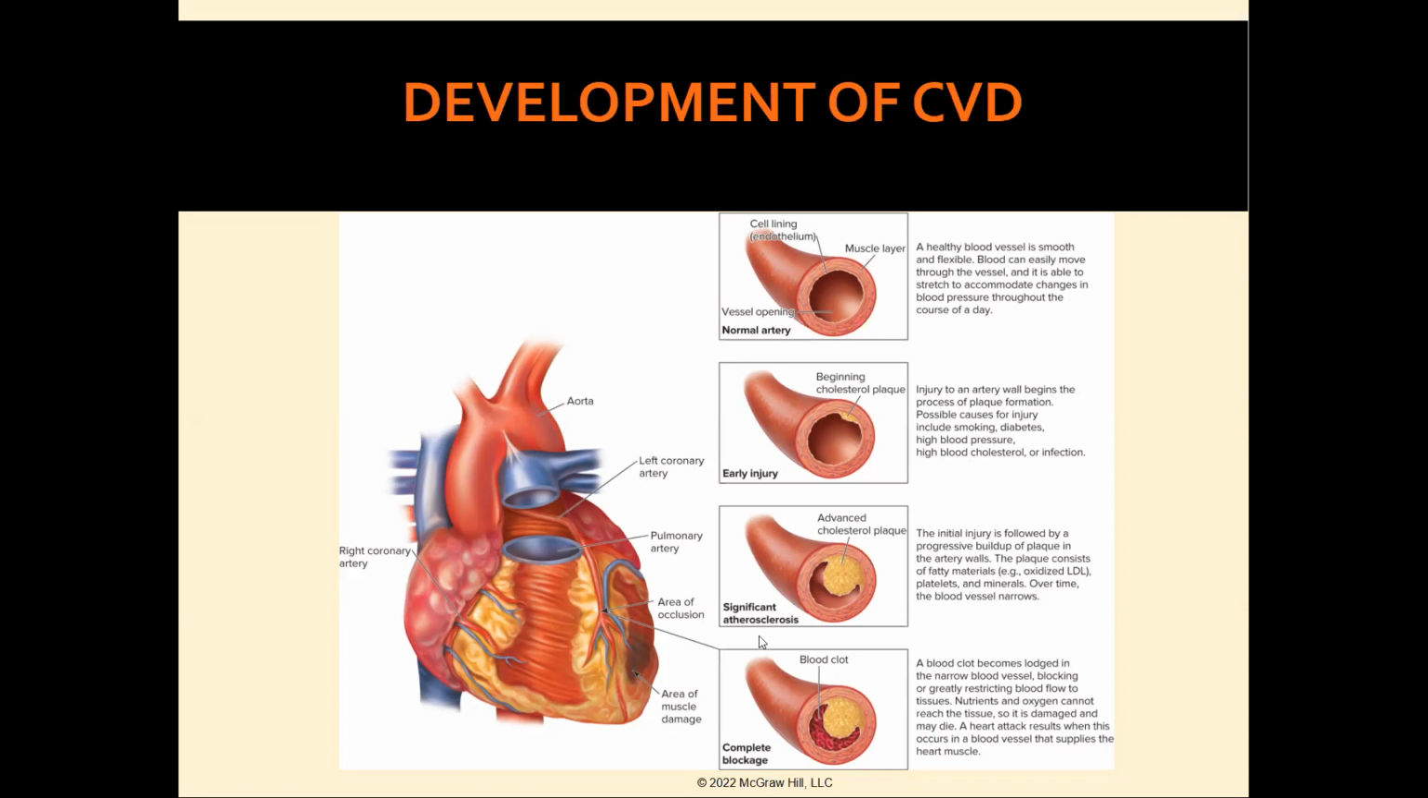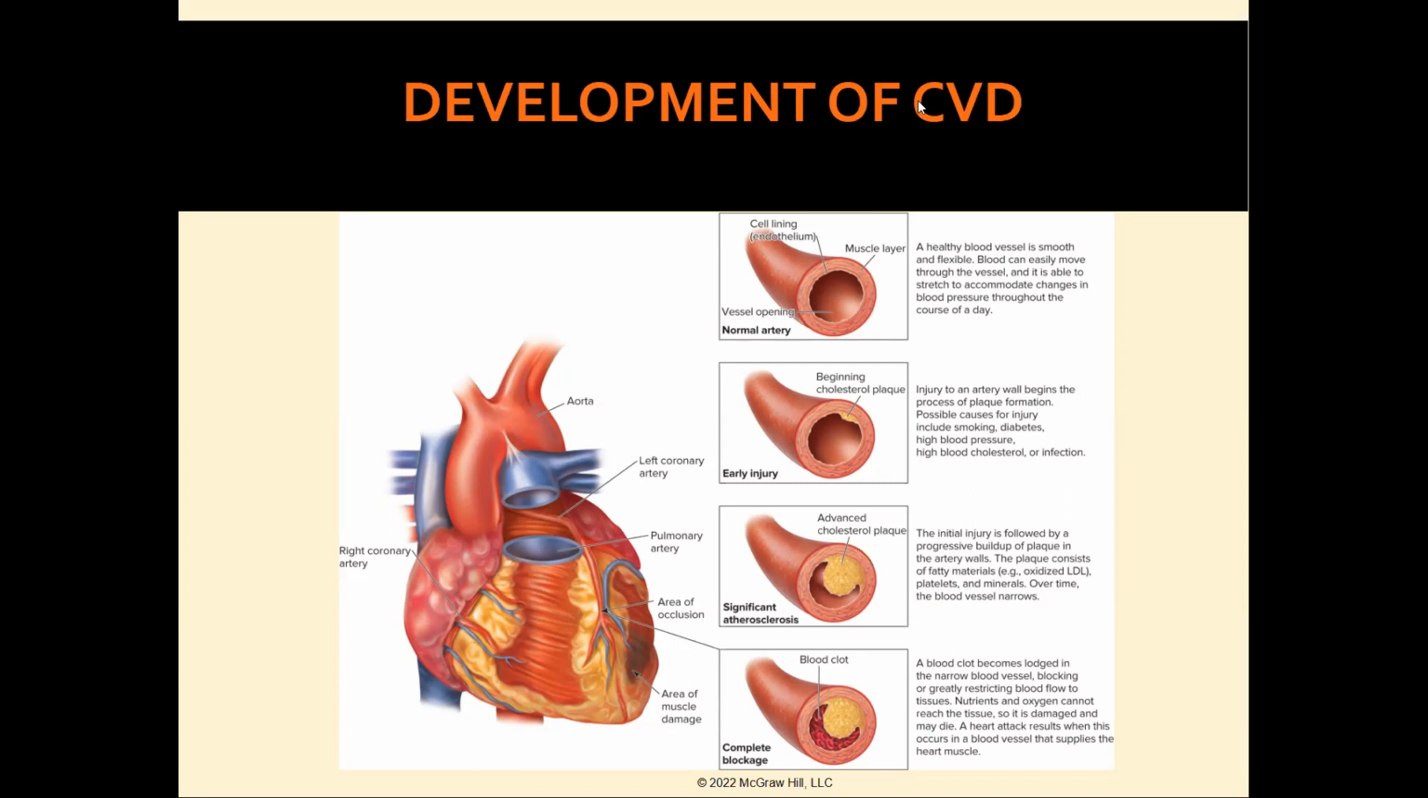The heart muscle is one of the most important muscles. It's about the size of your fist. And the heart muscle must have a supply of blood vessels to bring oxygen and nutrients to the heart muscle cells. So when you have a classic heart attack, the blood vessels or the coronary arteries become diseased with arteriosclerosis. And when you see the diagram over here, we basically see the cell lining and your muscle cells. A healthy blood vessel is both smooth and flexible, and it's able to stretch and accommodate changes in blood pressure throughout the day.